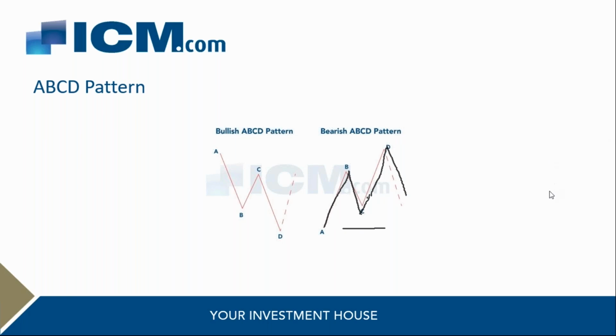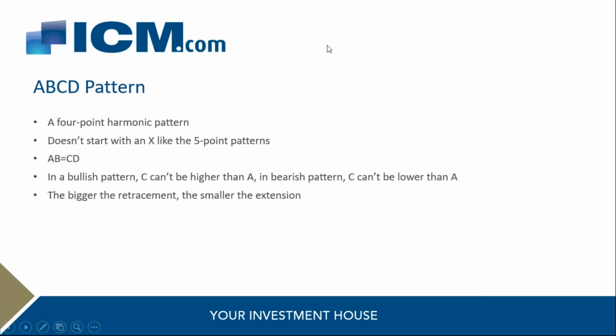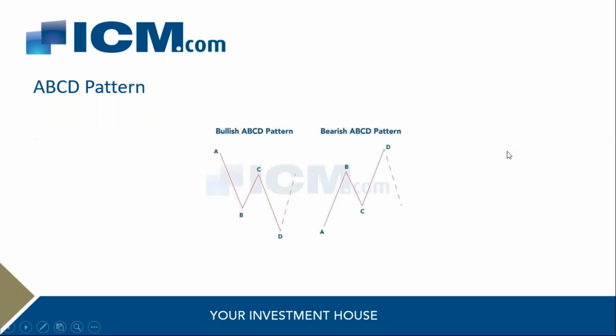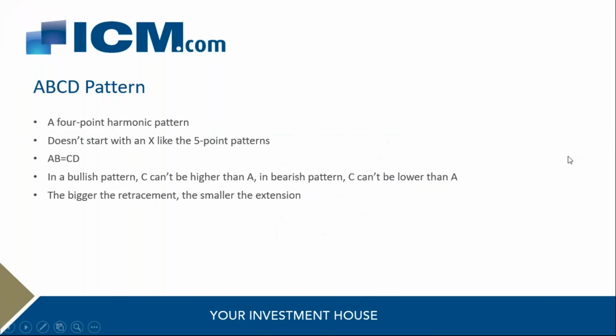It's a bit hard, but some of the experienced traders can do it since they're getting more familiar with the patterns that they are forming every day. The ABCD pattern, a 4-point harmonic pattern, doesn't start with an X like the 5-point patterns. AB equals CD. In a bullish pattern, C can't be higher than A. In a bearish pattern, C can't be lower than A. So C can't cross above A in a bullish pattern, and C can't drop below A in a bearish pattern.